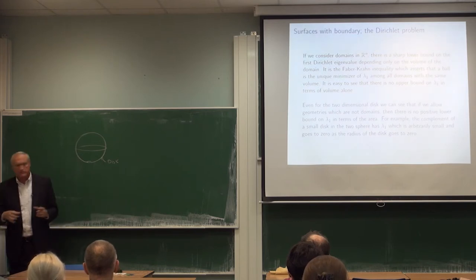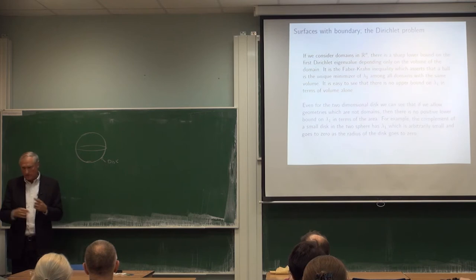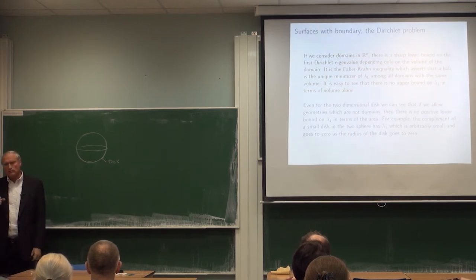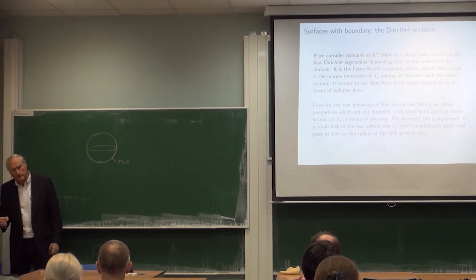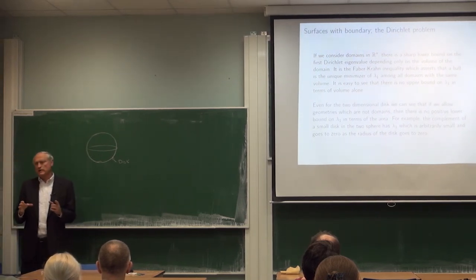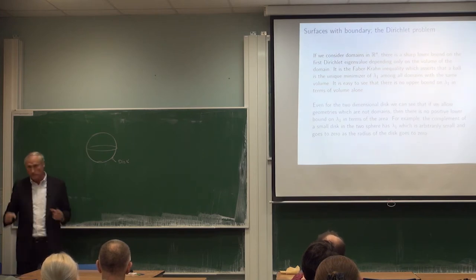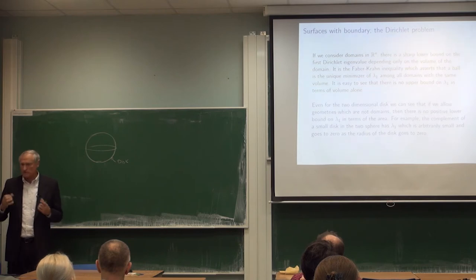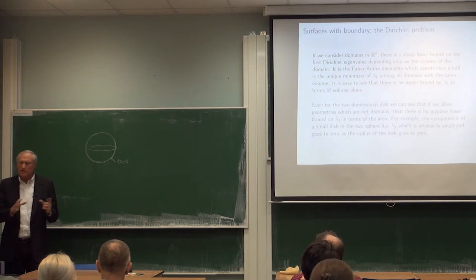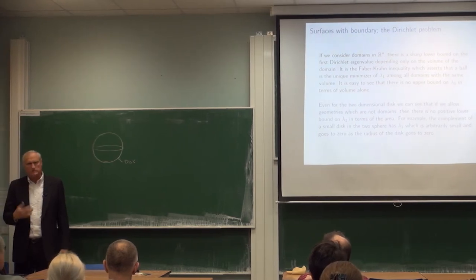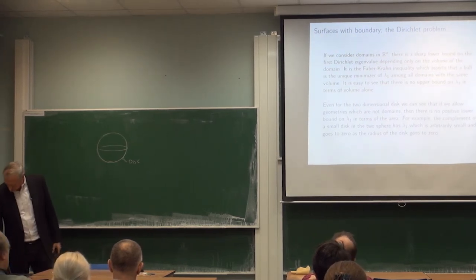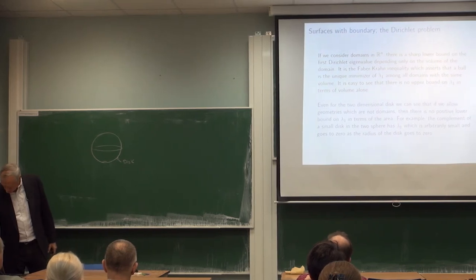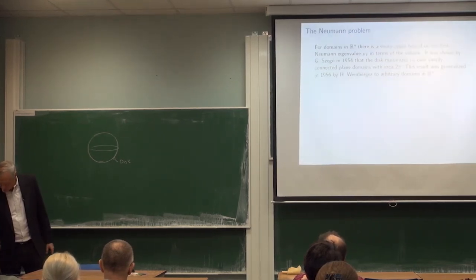Then it's not very hard to see that when you shrink the exterior of the disk to zero, the lowest eigenvalue lambda 1 goes to zero. Okay, and so in particular, the Faber-Krahn inequality says if you fix the area, there should be a lower bound on lambda 1. And that's just not true in this case. The area is essentially fixed, but the lowest eigenvalue can be arbitrarily small. So the Faber-Krahn inequality really is an inequality for domains, which doesn't have a nice generalization to more general manifolds or surfaces.